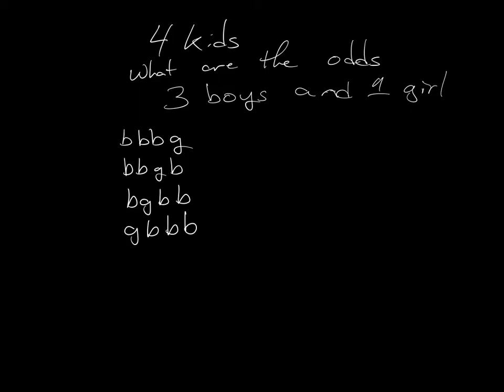So the question is then, what are the odds that we get three boys and a girl? Well, first I have to figure out what are the odds I'm getting each one of these. There's a probability, and that's going to be 50-50 for each one. So that's 1 half times 1 half times 1 half times 1 half. And that's equal to what?